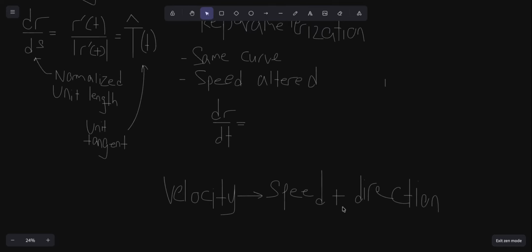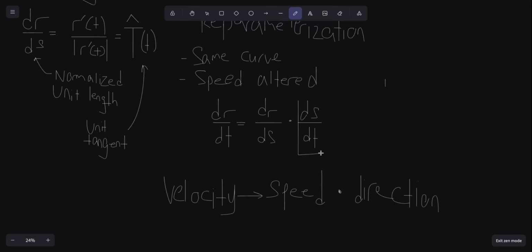Or sorry, not speed plus direction. I'm going to put it as speed times direction. All right, this is going to start making sense. So dr over dt, we can use the chain rule so that we get dr over ds multiplied by ds over dt, right? This is just an application of the chain rule.